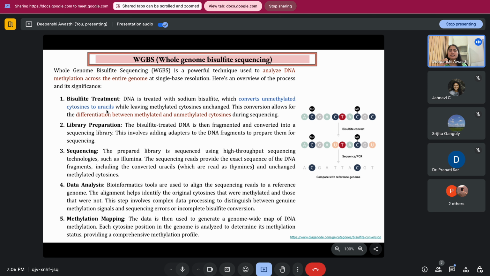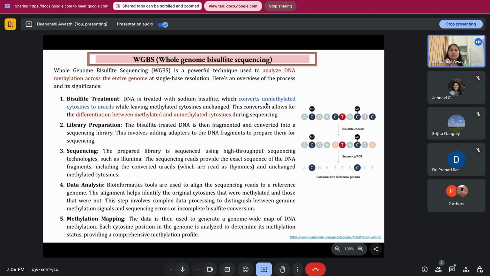So what it does is it removes the amino group which is present on the cytosine. So after removing the amino group, that cytosine will get converted to uracil. So the amino group is removed by the sodium bisulfite, whereas if cytosine is methylated, then sodium bisulfite will not be able to attack that methyl group.